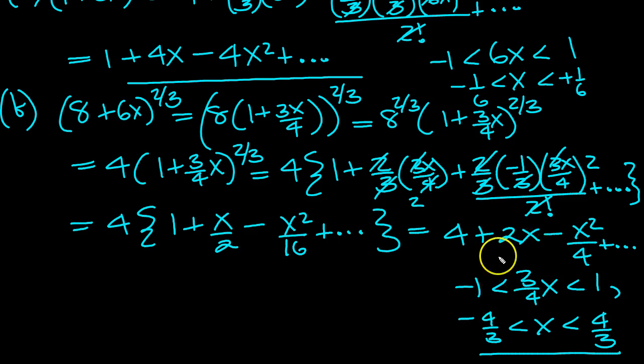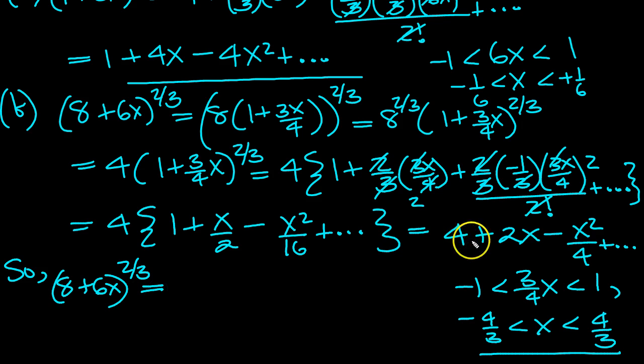Okay, that's what we've got then. So here's our answer here. So (8 + 6x)^(2/3) is equal to 4 plus 2x minus x squared over 4 plus dot dot dot. So that's part B.